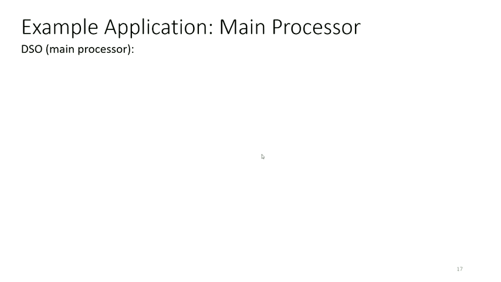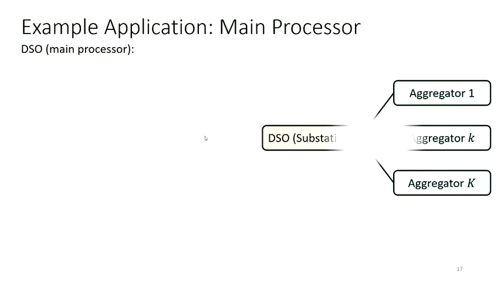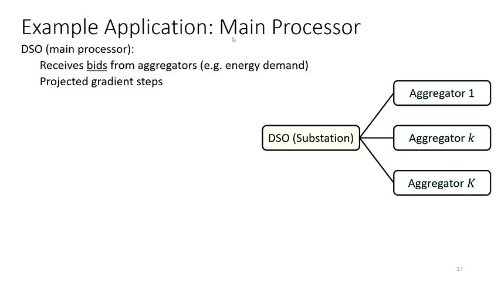Okay, and now this is what happens. This is the main processor, the DSO, and all the aggregators are the subprocessors. X is the amount of energy per unit hour or per 15 minutes or something. So it's the kilowatt hours required, the total amount of energy.